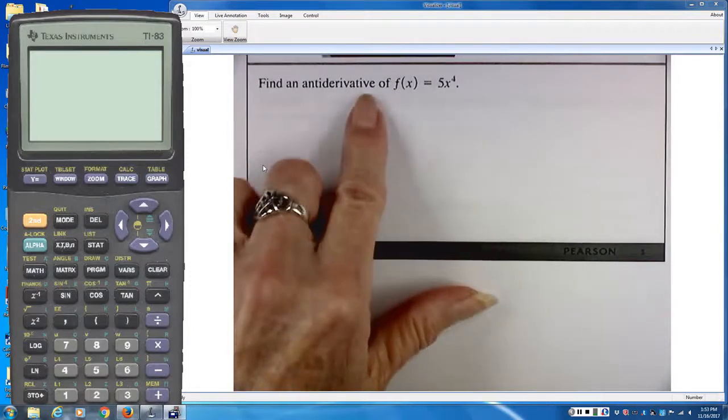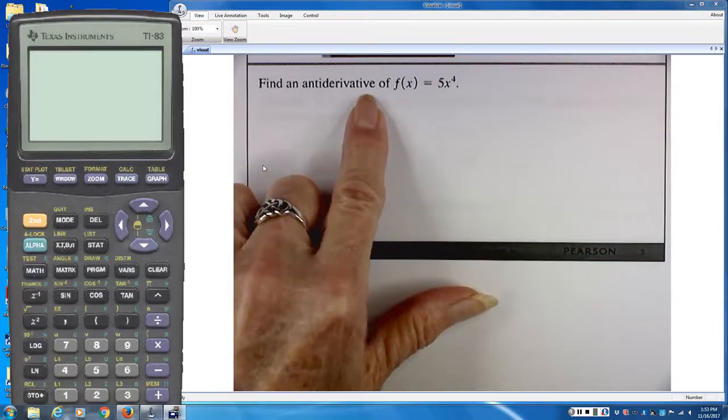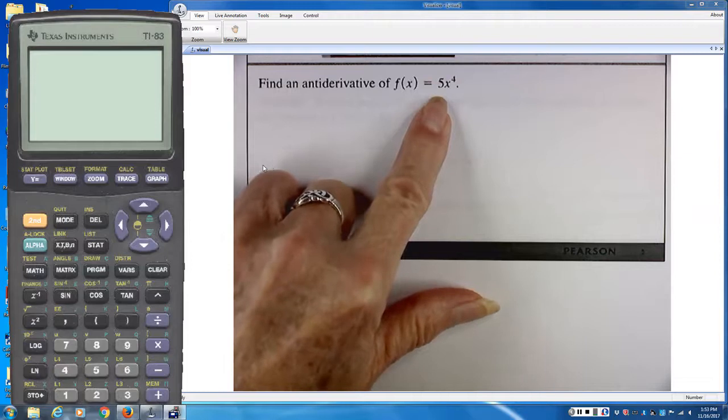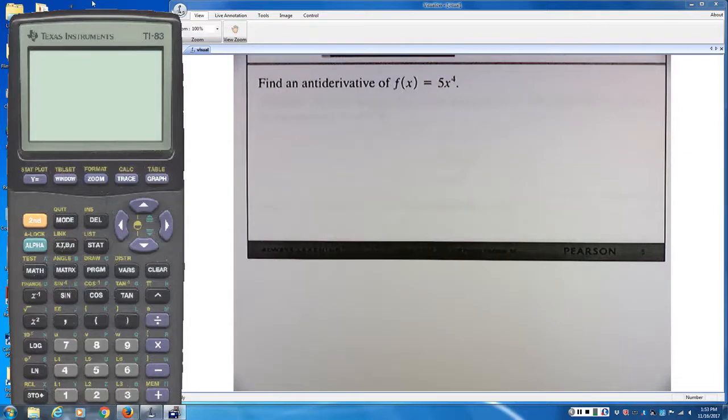So we need to find the antiderivative of 5x raised to the 4th power. So I want, without me showing you how to do it, I want you to think through, how did you come up with that derivative if that had been your derivative?